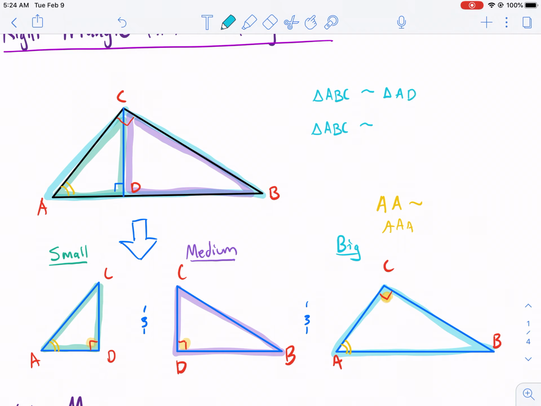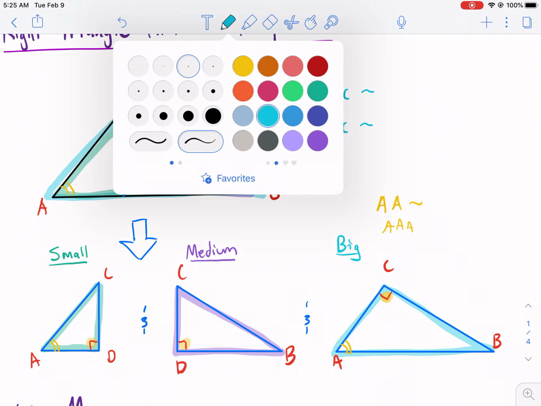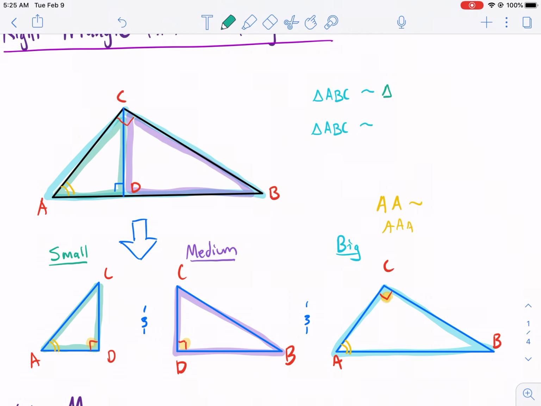So ABC, I went A, B, C. Actually, no, I went the wrong direction. I have to end on the right angle, so it's A, C, D, not A, D, C. Those are two similar triangles: triangle ABC and triangle ACD, because I'm ending on the right angle. For the small one, my right angle is angle D. So that's my first similarity statement.